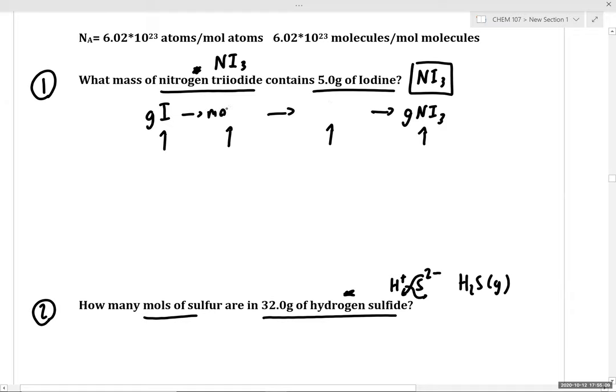Moles, exactly right. So we're going to go from grams of iodine to moles of iodine. And then from moles of iodine, we can go to the moles of nitrogen triiodide. The way to relate the element in a compound to the moles of a compound or to the amount of a compound is using your mole to mole ratio derived from your formula. So the formula ratio provides a relationship between the moles of an element and the moles of a compound. And this in turn also allows us to relate the mass of an element to the mass of a compound. Does that make sense?